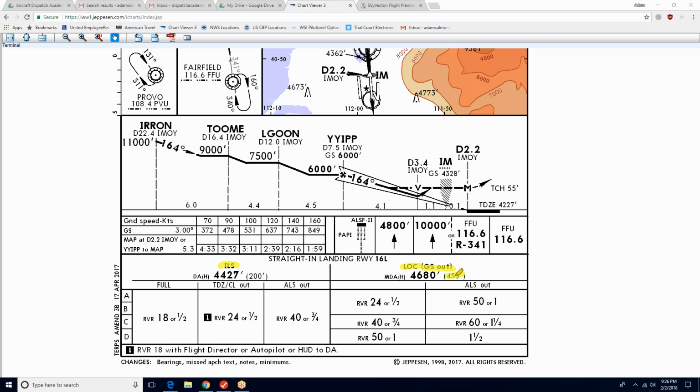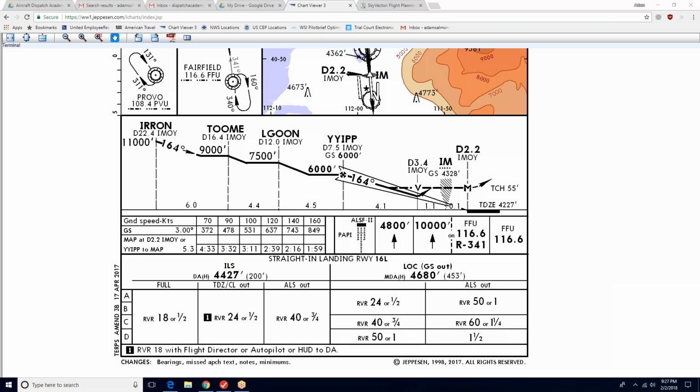So if you don't have the full ILS glide slope, then you can only descend down to 500 feet, and then you have to make that same decision. Can I see the runway at 500 feet? Yes or no. If yes, land or continue. And if not, then you do that missed approach procedure.